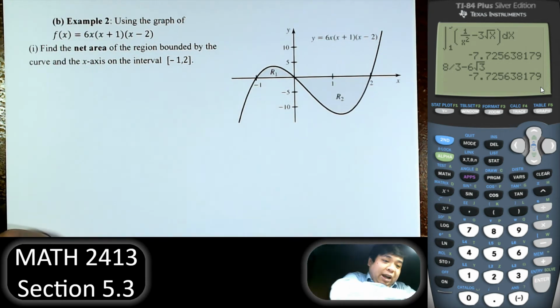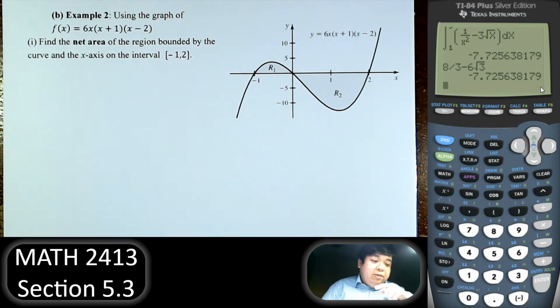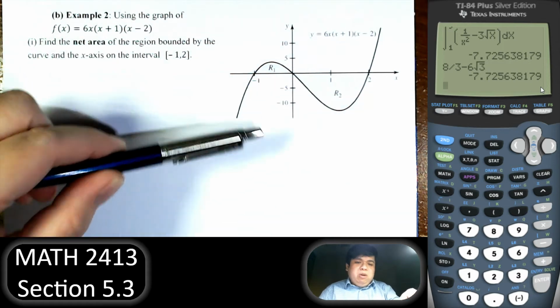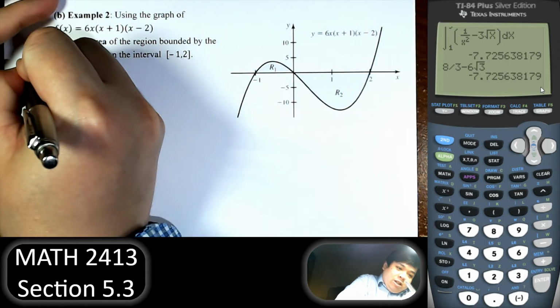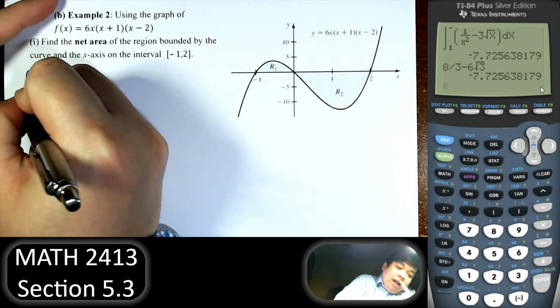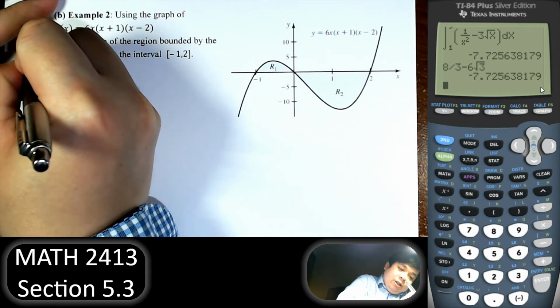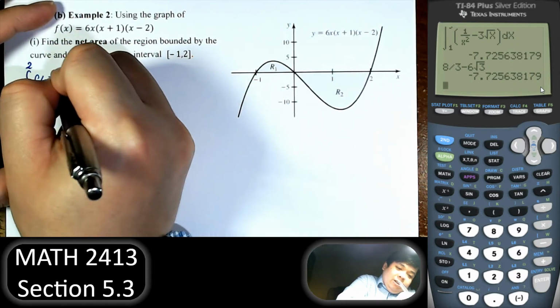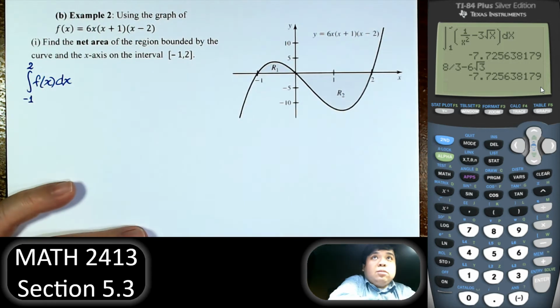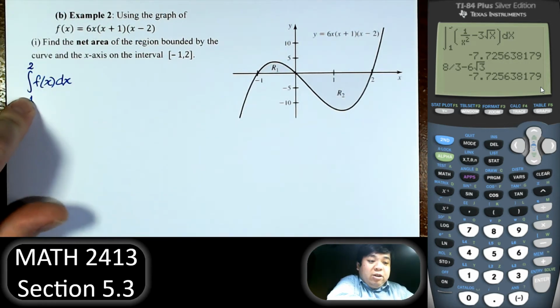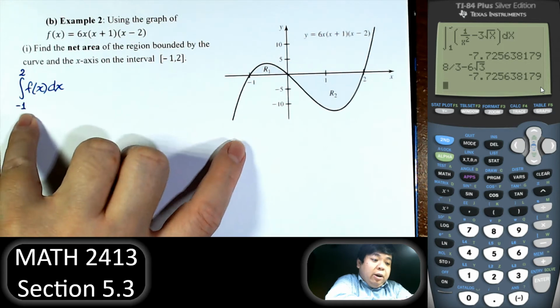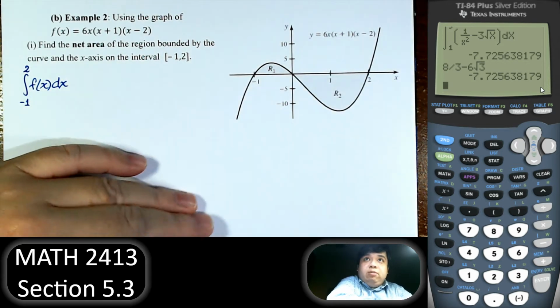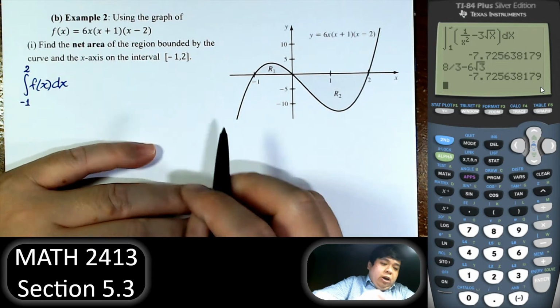Right. Now, next, use the graph there. Find the net area of the region bounded by the curve from -1 to 2. So pretty much we just need to do this. -1 to 2, the function dx. Yeah, that exactly will give us the net area from -1 to 2 of the function. Right. So we have this.